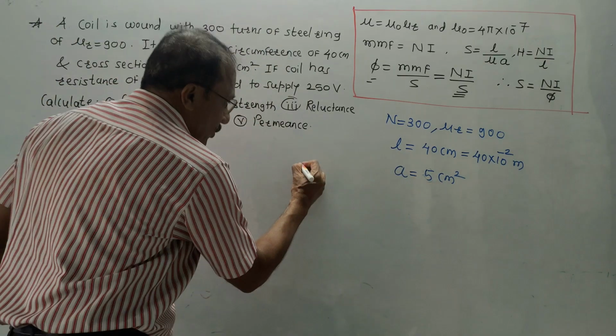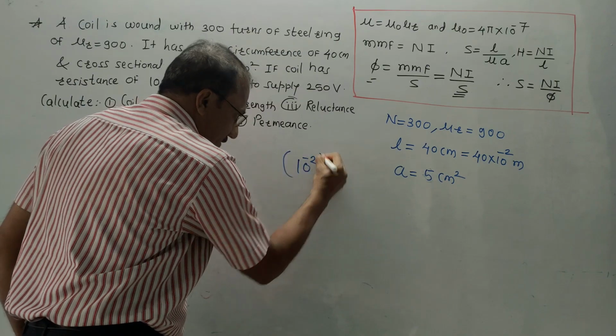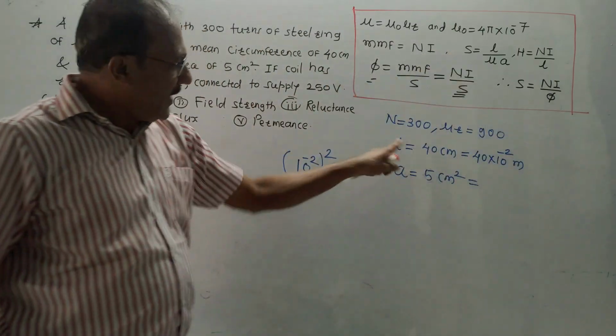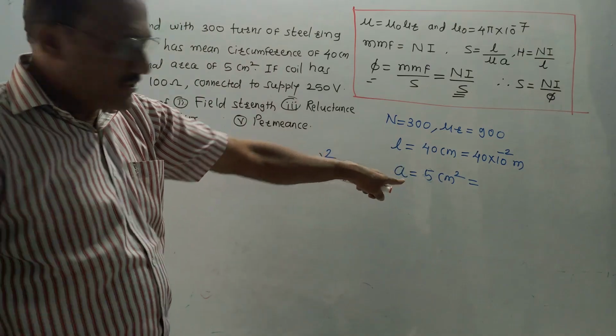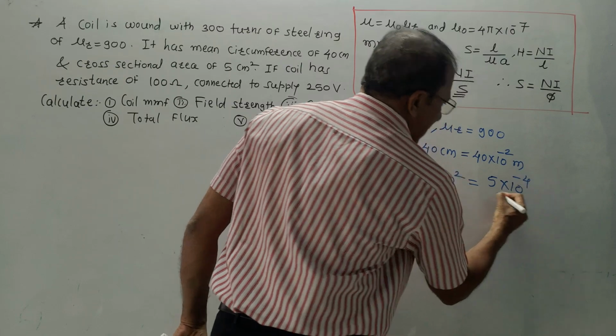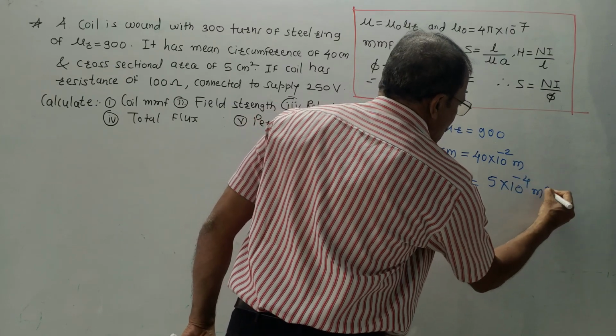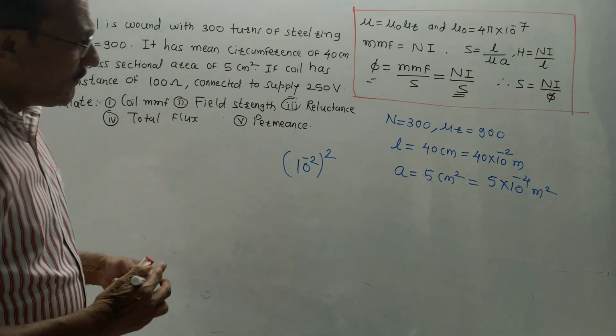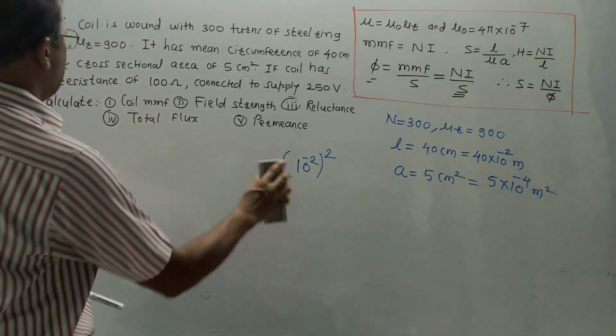That means I need to take 10 raised to minus 2 square. So keep in mind like this. If area is given in centimeter square, you will have to convert into meter square by multiplying it by 10 raised to minus 4. So it is 5 into 10 raised to minus 4 meter square. This is the value of A. A is the cross-sectional area.